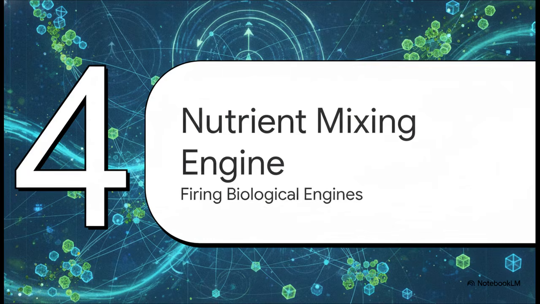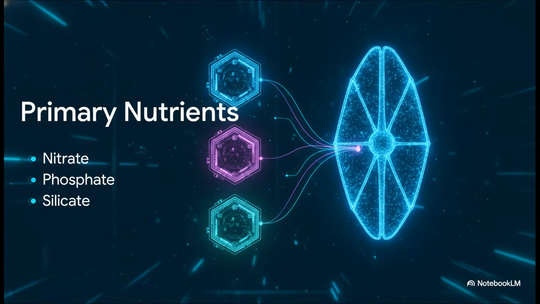Section 4. The nutrient mixing engine, firing the biological engines. Okay, we've seen the invisible chemical stabilizers. Now let's shift focus to the physical ocean engines and the chemical fuels that actually power massive global plankton blooms. Sunlight is the ignition, sure, but these are the primary fuel types: nitrate, phosphate, and silicate. Without these essential inorganic molecules, photosynthetic organisms simply cannot grow.